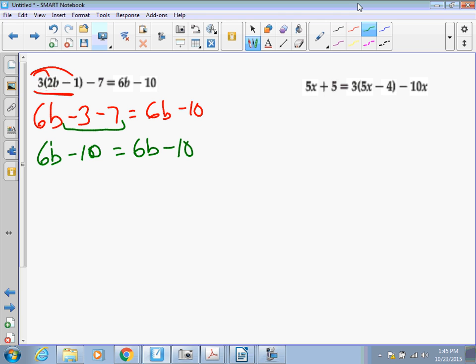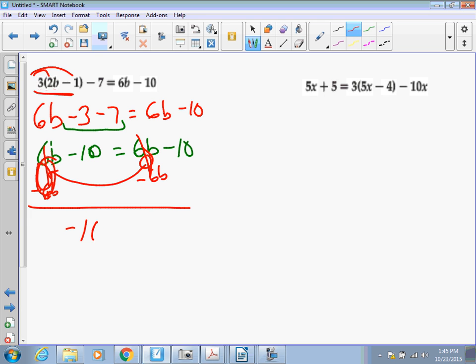So let's choose. I'm going to move stuff to the left side, so in order to do that, I'm going to subtract 6b from both sides. And I get 0 over there, and over here I get 6b minus 6b. Well, that's 0 as well. And what I'm left with is a problem that looks like -10 equals -10. Now, we've seen this happen before in chapter 1 when we talked about solving a basic equation.